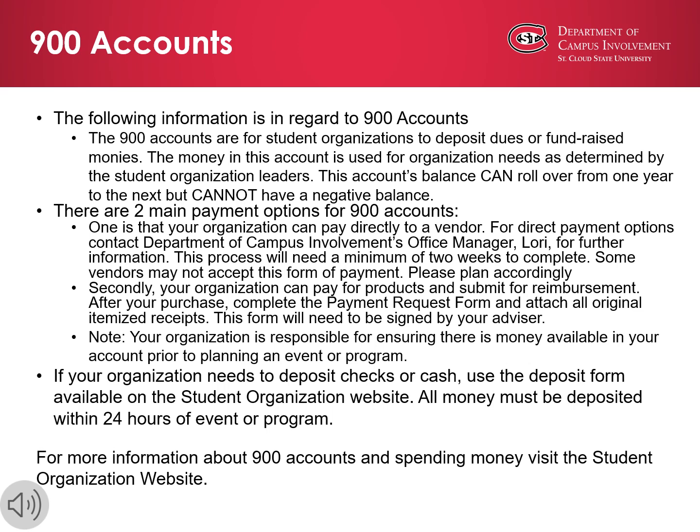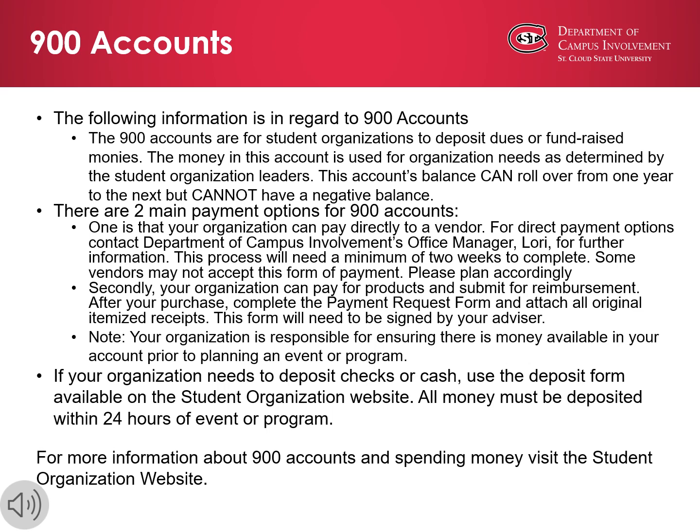There are two main payment options for 900 accounts. One is that your organization can pay directly to a vendor. For direct payment options, contact the Department of Campus Involvement's Office Manager, Lori, for further information. This process will need a minimum of 2 weeks to complete. Some vendors may not accept this form of payment. Please plan accordingly. Secondly, your organization can pay for products and submit for reimbursement.